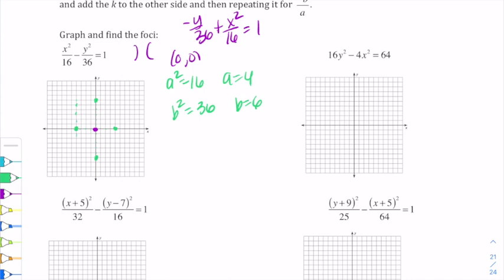And then I'm going to create a box with dotted lines. And then I'm going to create asymptotes that go through the corners of that box. I should have dotted that. And through the center.